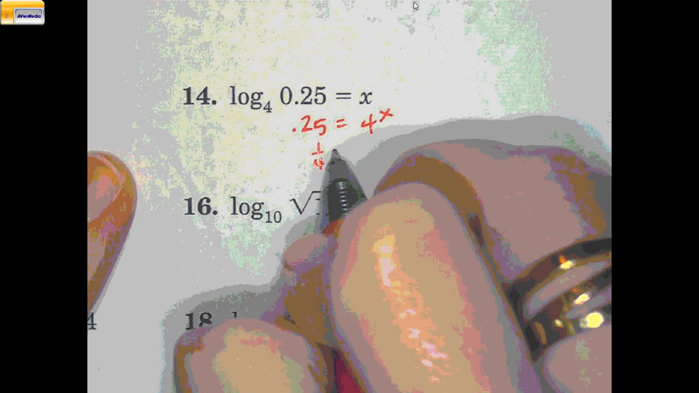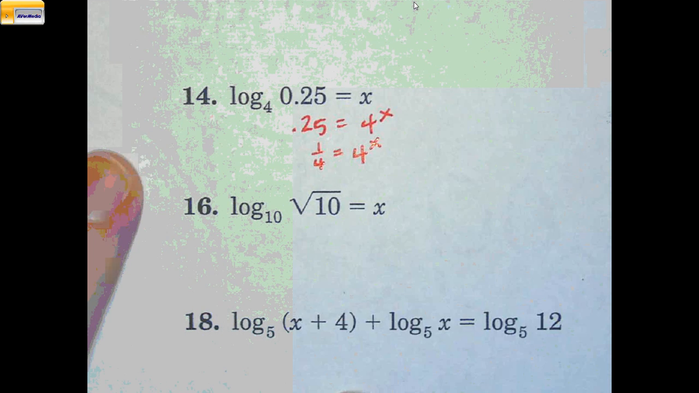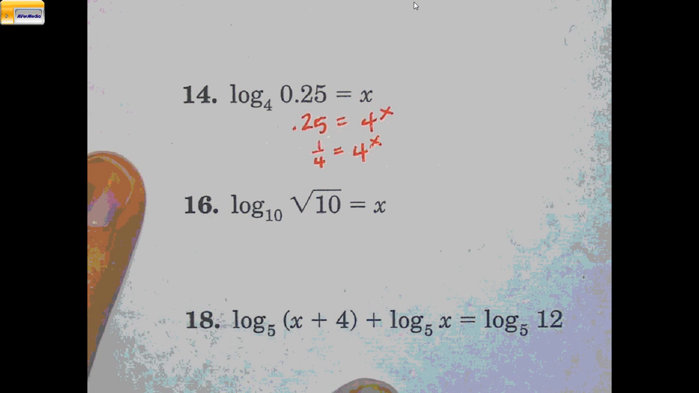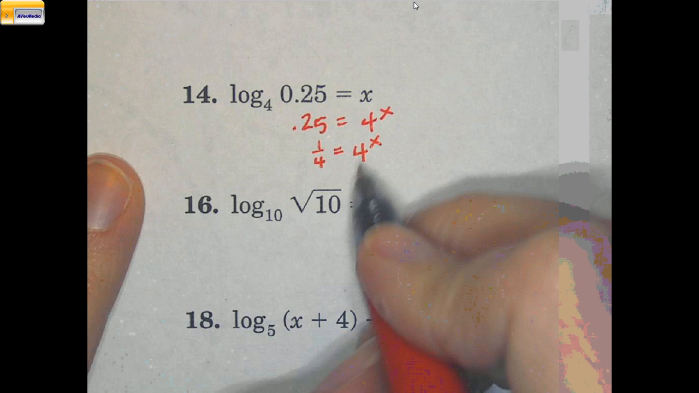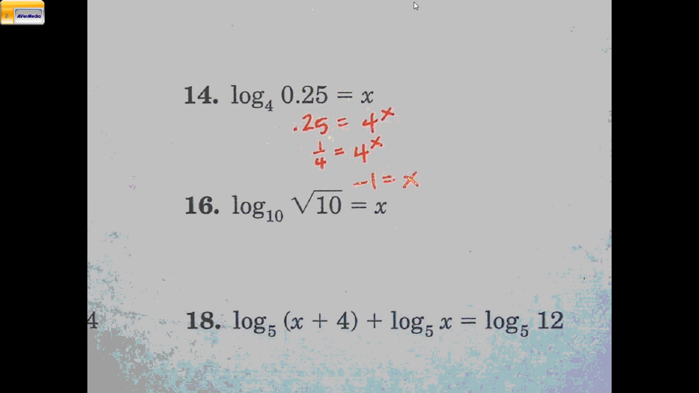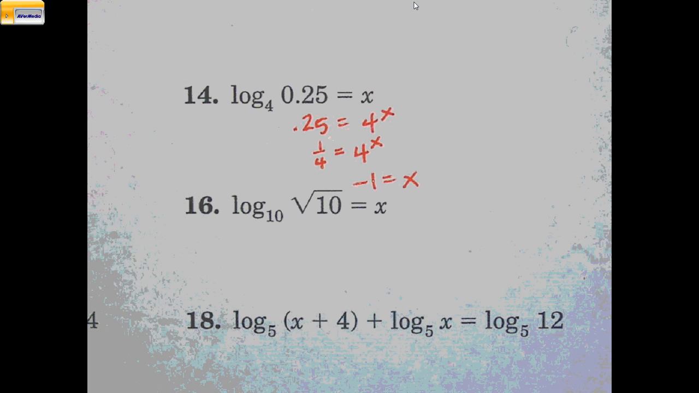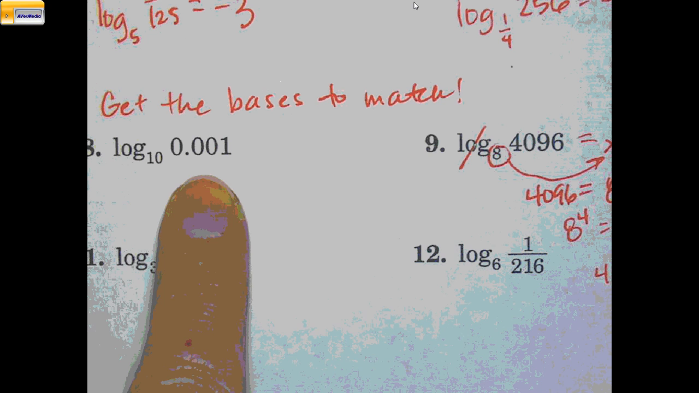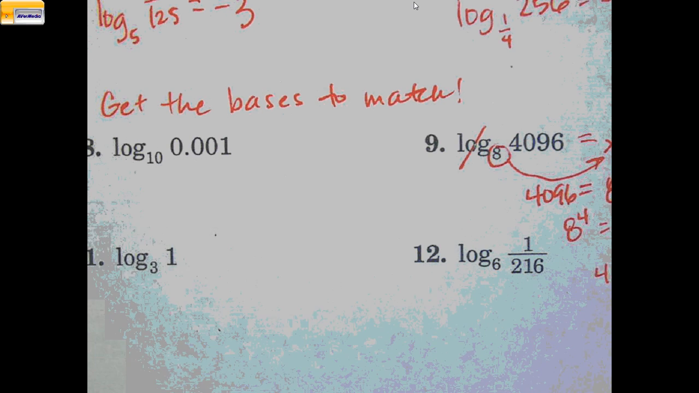1/4, right? One-fourth is the same as 4 to the what? Aha! So -1 equals x. This is the same as 4 to the -1. You guys remember that? It'll be something you can pull together. It'll be something like this one, like it's 1/1000, which is 10 to the third, so it's -3. You know what I mean?